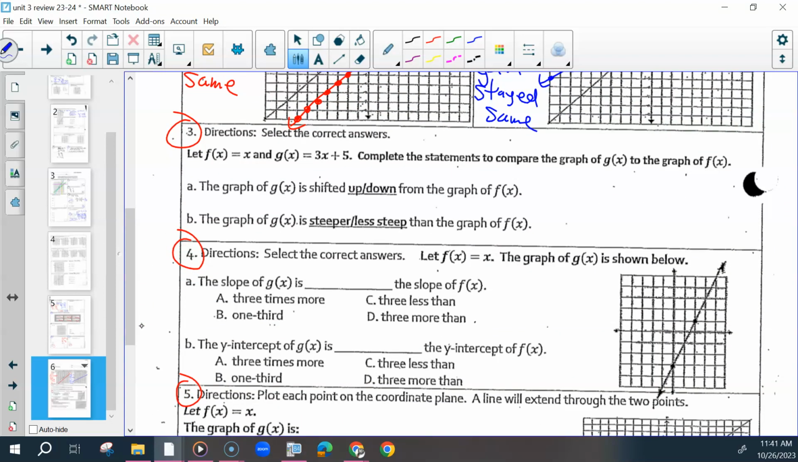Alright, number 3. The graph of g of x, or the function, shifted up or down compared to the original? Up. How do we know that? Because of the plus 5. And the graph of g of x is steeper or less steep than the original? Steeper. How do we know that? It's a whole number or integer greater than 1.